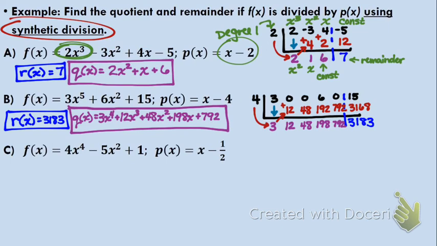All right. I've got one more that I want to look at with you today, and then tomorrow we'll finish up 4-2. When I go to set up my synthetic division, what is my root? 1/2. And then what coefficients do I need? 4, 0, -5. So 4, 3, 2, so -5, 0, and 1.